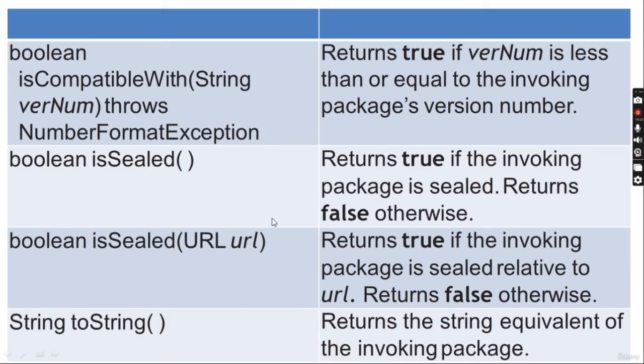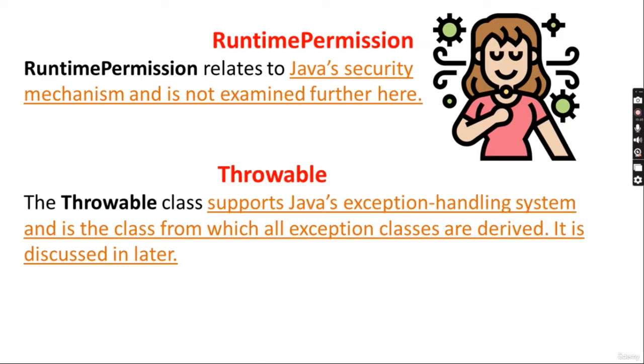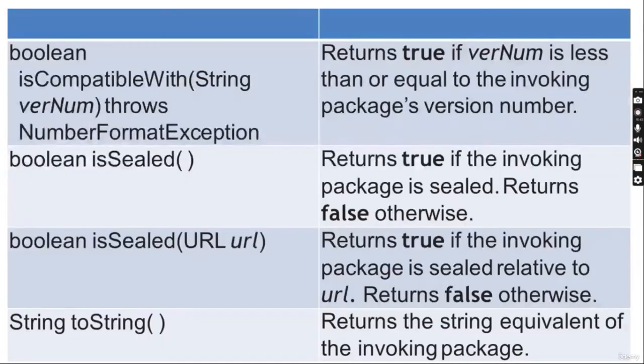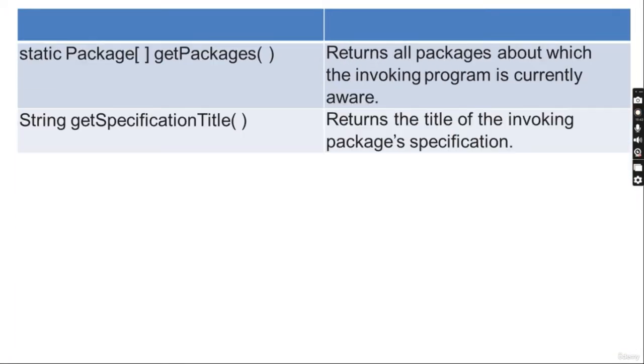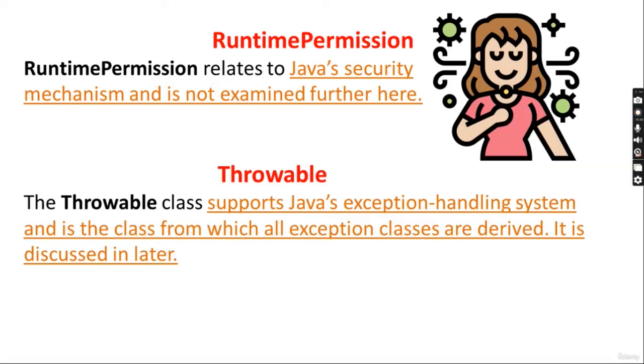Boolean isSealed() returns true if the invoking package is sealed, returns false otherwise. Boolean isSealed(URL) returns true if the invoking package is sealed relative to the URL, returns false otherwise. String toString() returns the string equivalent of the invoking package. So these are the methods related to Package. Okay. Now we will see RuntimePermission.